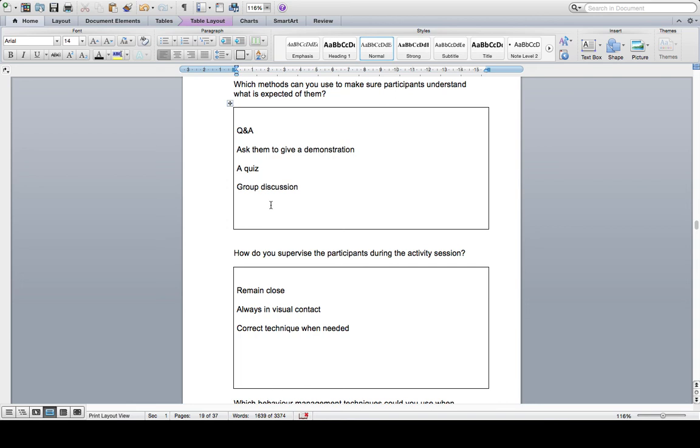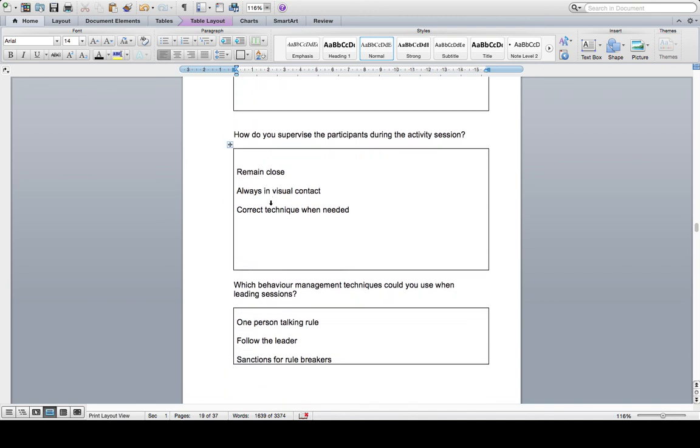You could have a group discussion to make sure that everybody understands. You can have a bit of a debate, make sure that everyone understands exactly what's going on, or what's expected of them. Okay, pretty straightforward, that box there.